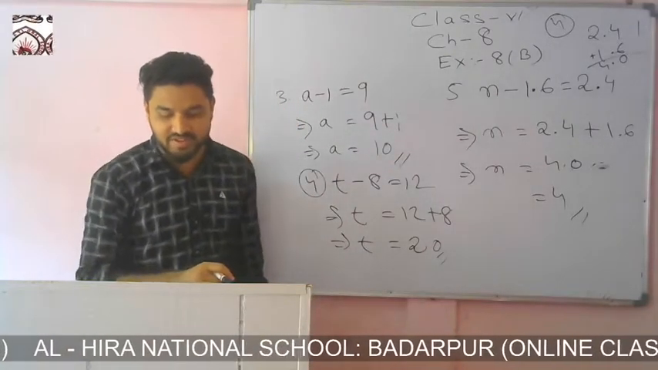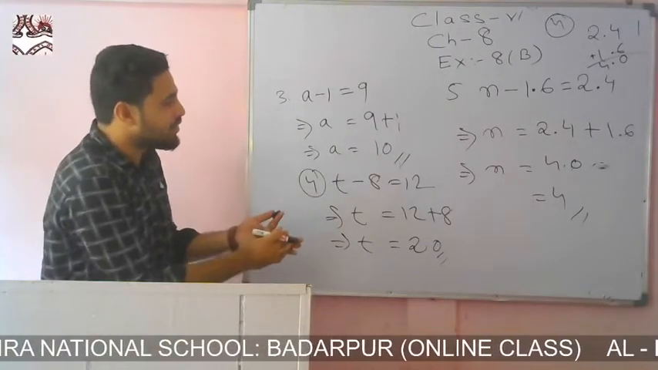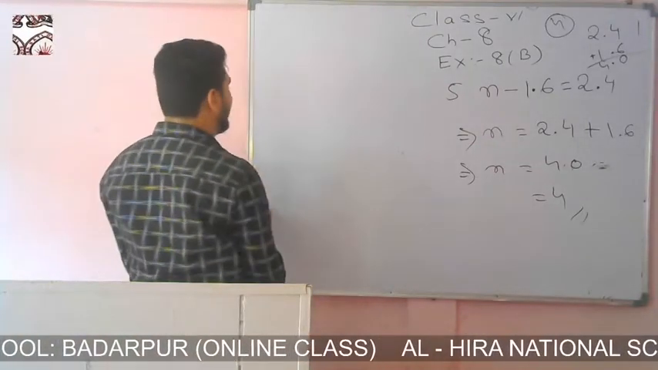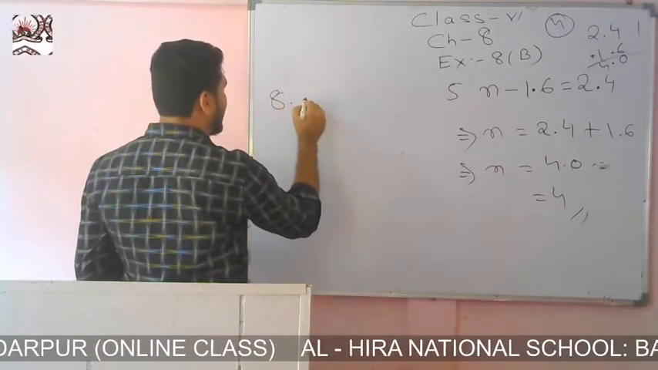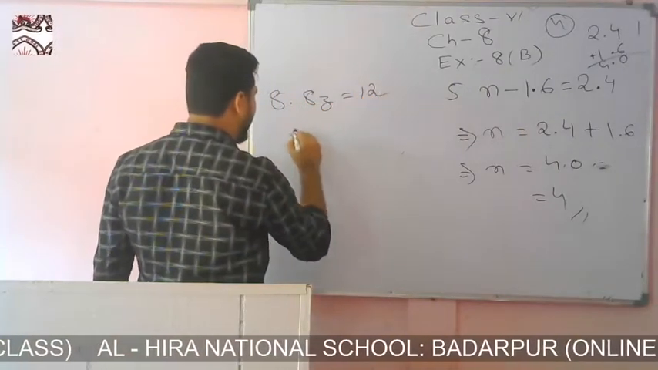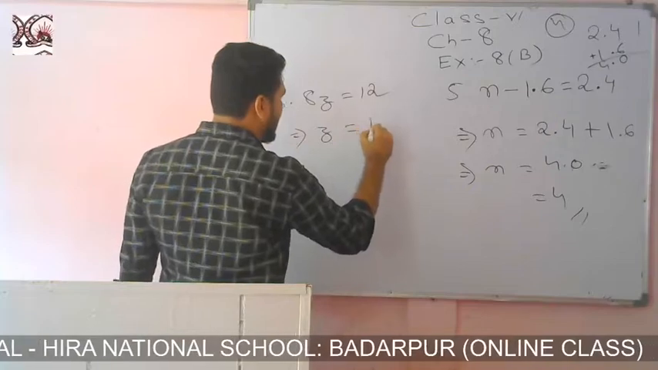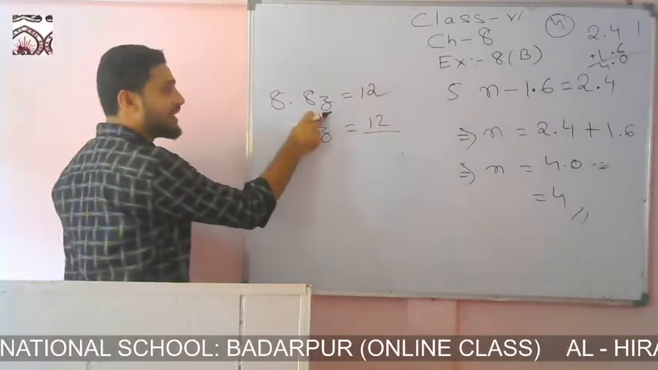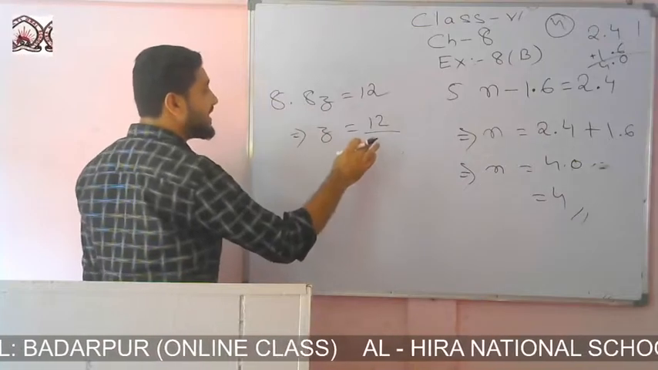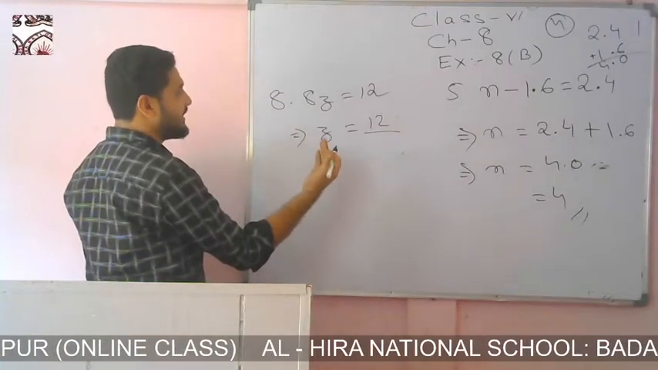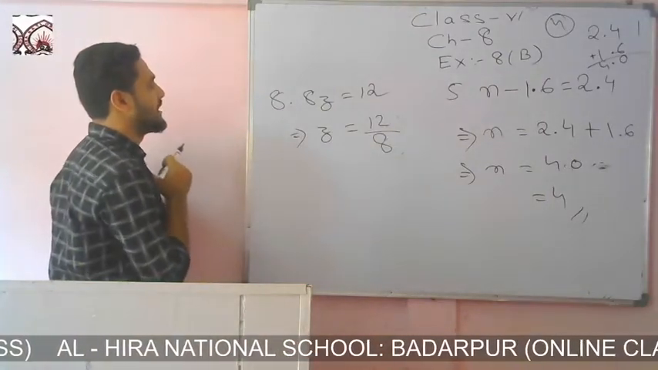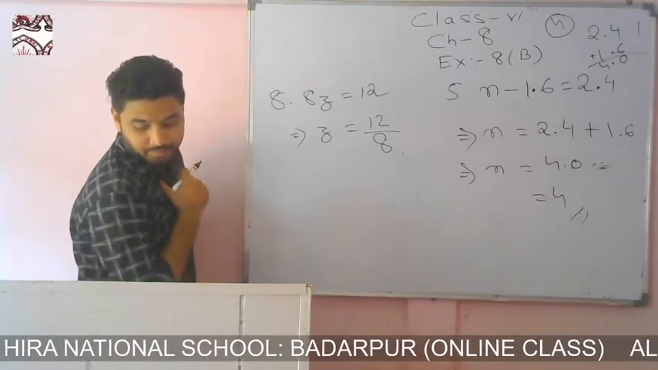Now come to question number 6, 8z equals 12. Now I have to find the value of z. Obviously 8 and z are related by multiplication. So if I transpose or shift to the right side, it will become divide. So if I divide, then I'll get the answer. Now you can cancel.